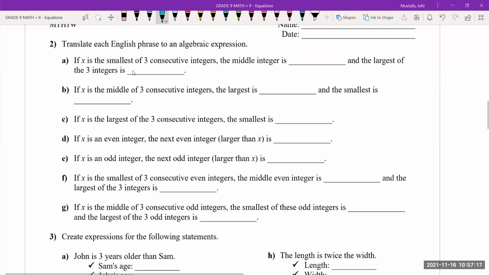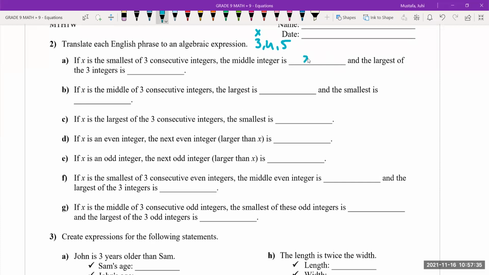Okay, so it says, if x is the smallest of 3 consecutive integers, remember 3 consecutive integers are something like 3, 4, and 5. So they're basically saying x is the smallest one of those. What will the middle integer be?